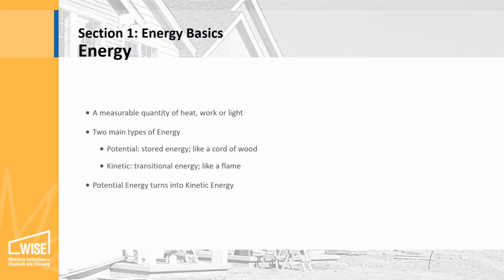Potential energy is stored energy, like that in a cord of wood. Kinetic energy is transitional, like when that cord of wood starts to burn. Through a chemical reaction, the potential energy in the wood changes into kinetic energy in the form of heat and light.